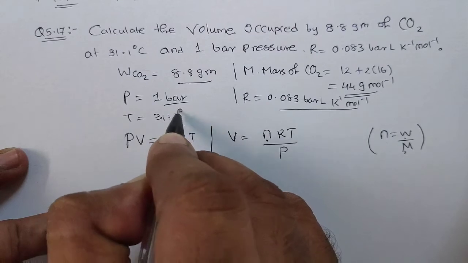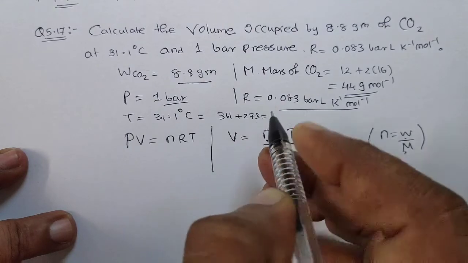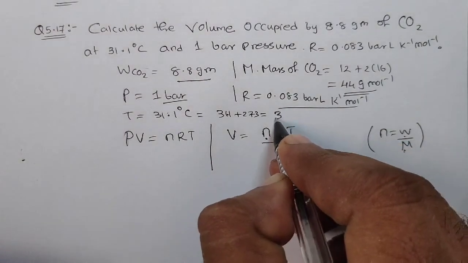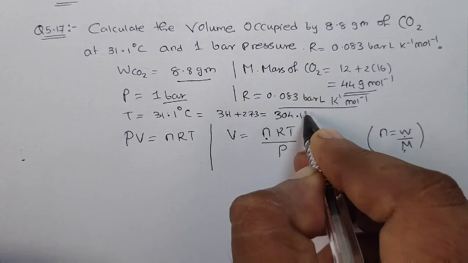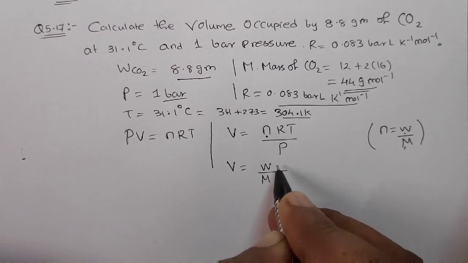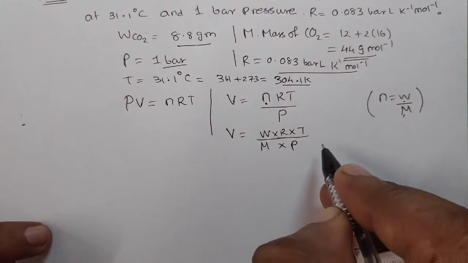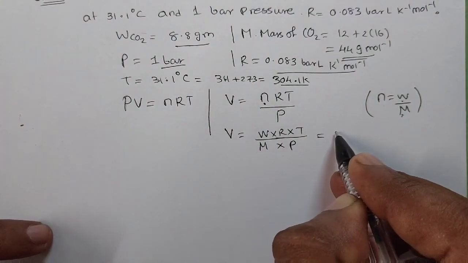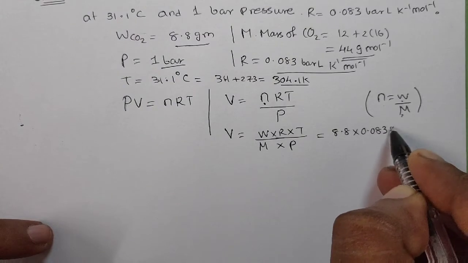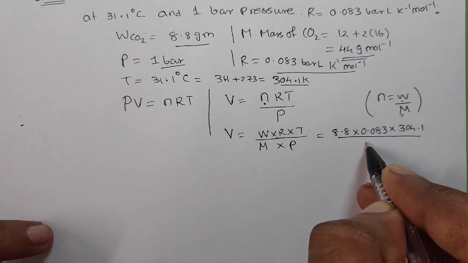Temperature is 31.1 degree Celsius. The data we will convert: 31.1 plus 273, which is equal to 304.1 Kelvin. Okay, so now I can correlate this, that is W by M into R into T divided by P. Right, so if I substitute all the values, weight is given, 8.8, into R value 0.083, into temperature 304.1, all upon pressure is given, 1 bar, right?